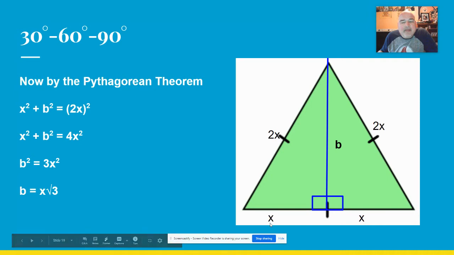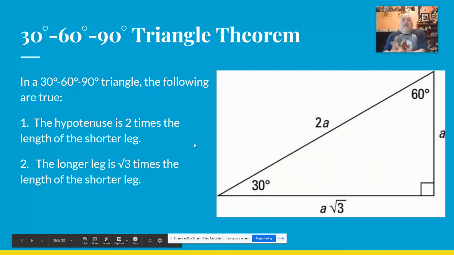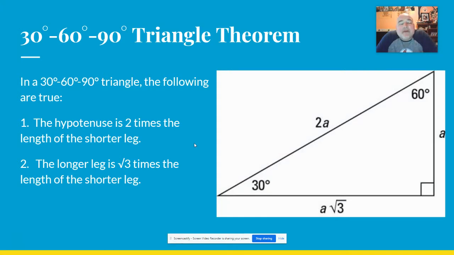Notice that this leg of this 30, 60, 90, because this is 90, this is 60 still, so this has to be 30. Notice how it's half the hypotenuse, and this is this times the square root of 3. That's our two properties that we need to know about a 30, 60, 90 triangle theorem.